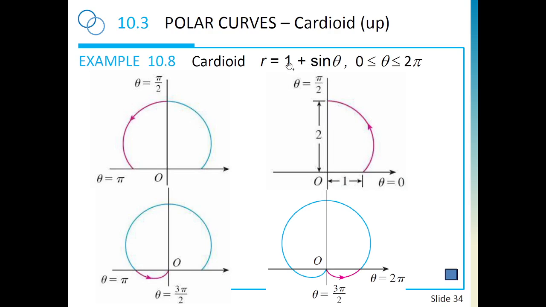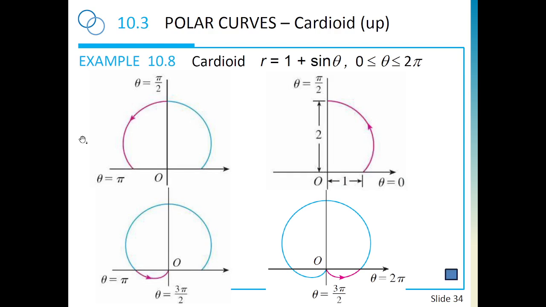Then if I go from pi over 2 to pi, sine, what will happen? Well, sine will go from 1 to 0. So r, the distance, will go from 2 to 1, right? We start here and then slowly we go to 1, distance from the origin. When the angle is opened, you see angle is opened up to pi.